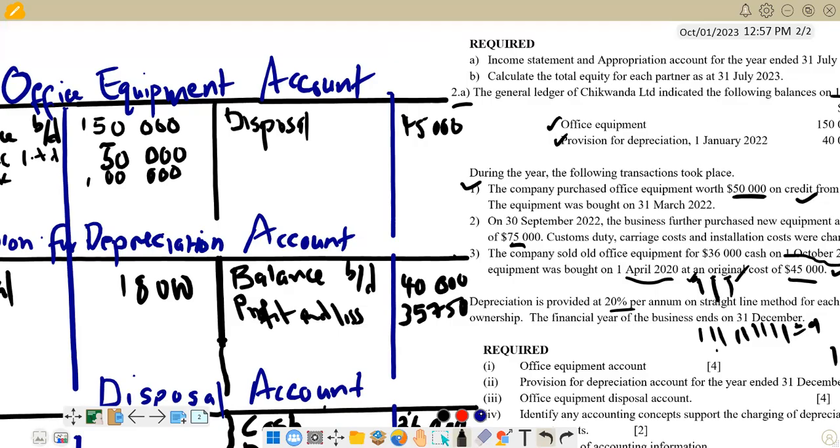So for the office equipment account, we have only 45,000 on the credit. Then on the debit, we have 150,000 plus 50,000 plus 100,000, so we have 300,000 on the debit side. So 300,000 will automatically come in between the double lines here.